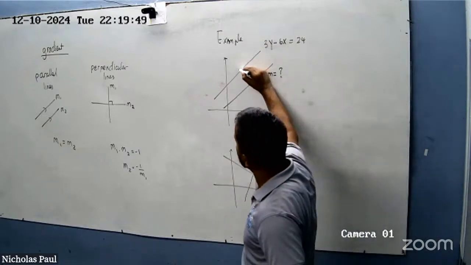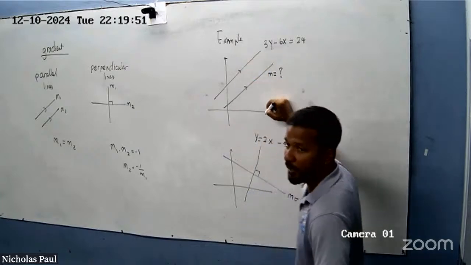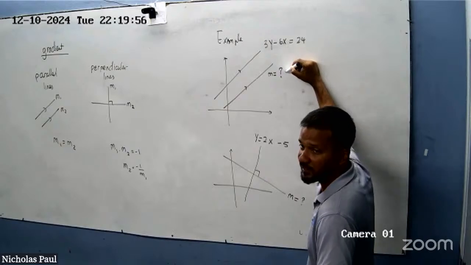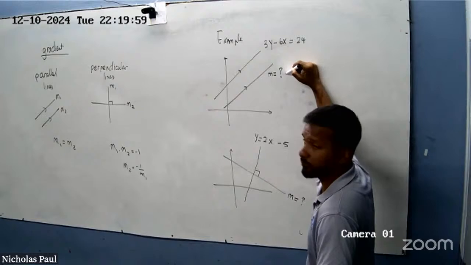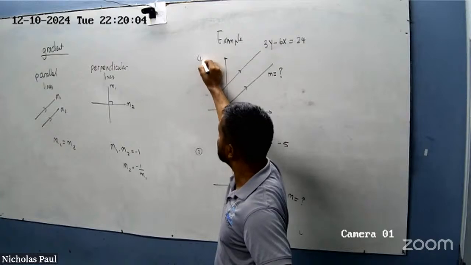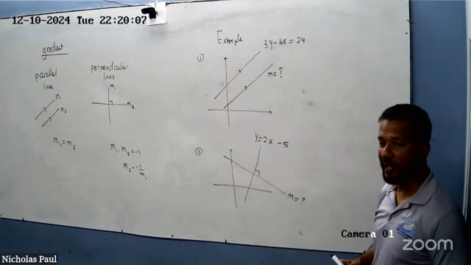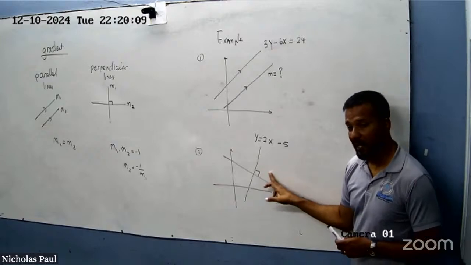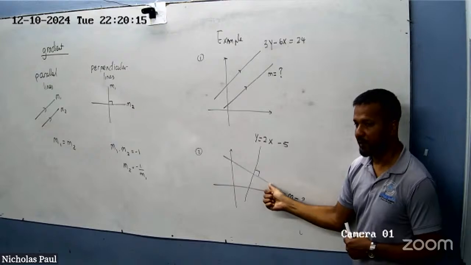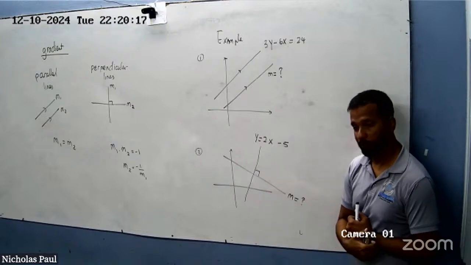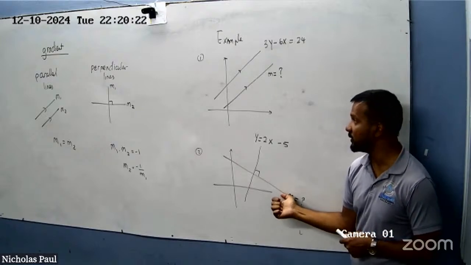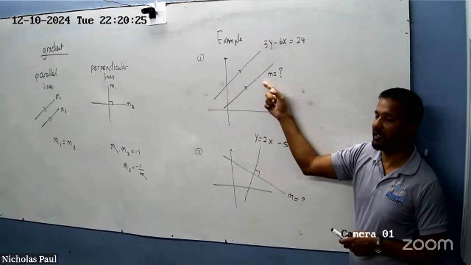So in example one, I have two parallel lines, but I have no idea what the gradient of the second line is. Alex, I need some help. In example two, I have two perpendicular lines, and I don't know the gradient of the second line, this line here. I will go to Nathan. Nathan, I need some help on how to get this gradient. And Alex, I need some help to get this gradient.